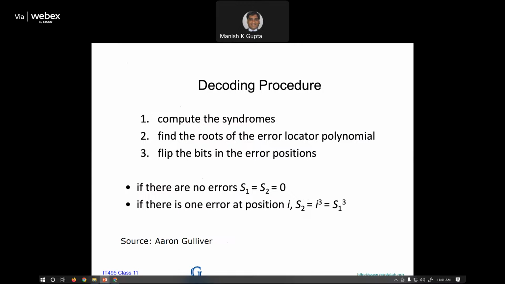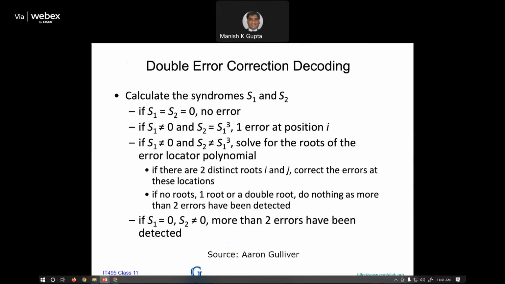So if there are no errors, S1 and S2 will be 0. Those syndrome values will be 0. If there is one error at position I, then S2 is something like S1 cube. So this is the double error correcting decoding.